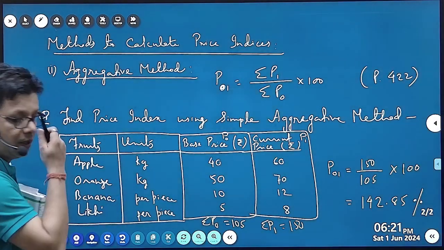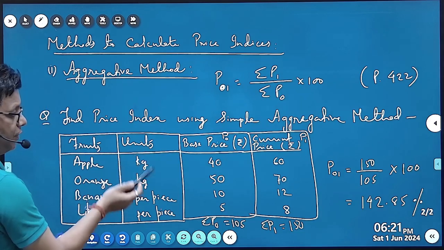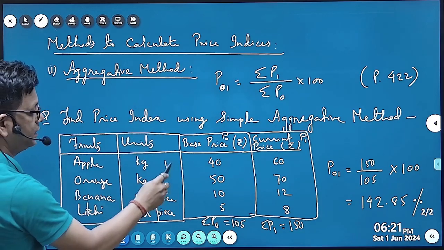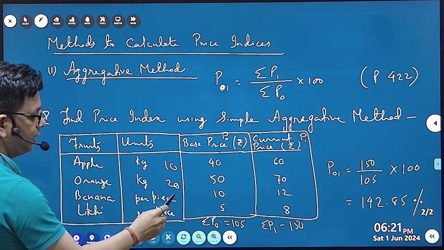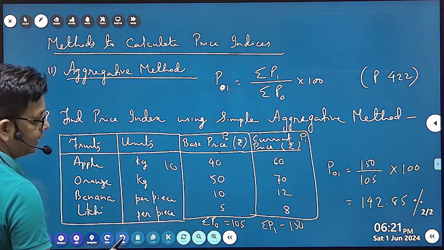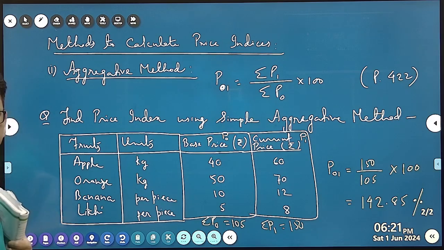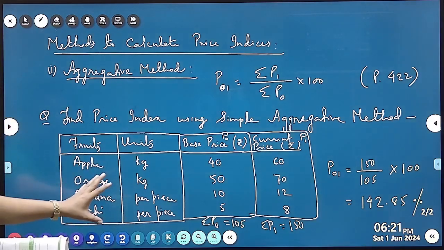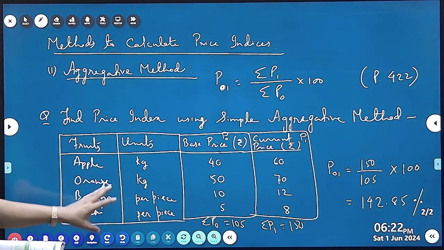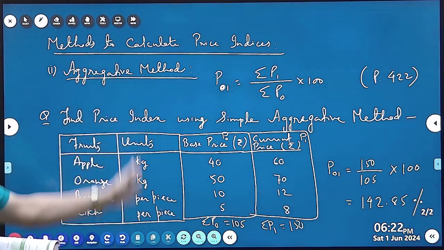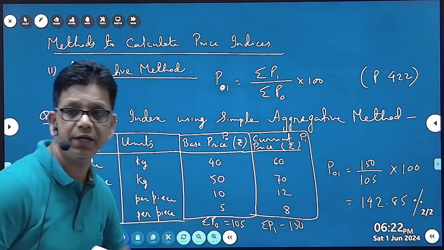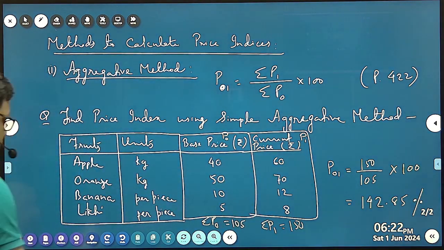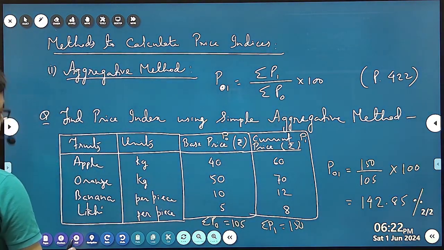Now look at the board. If oranges are bought for some, suppose 10 kg, here 20 kg, here 6 pieces, in that case we have to go to the next formula. Here the quantity is not mentioned, how many kgs or how many pieces. Just the base price is there per kg, per piece, and accordingly we are adding this. Got it? So let's go to the next.